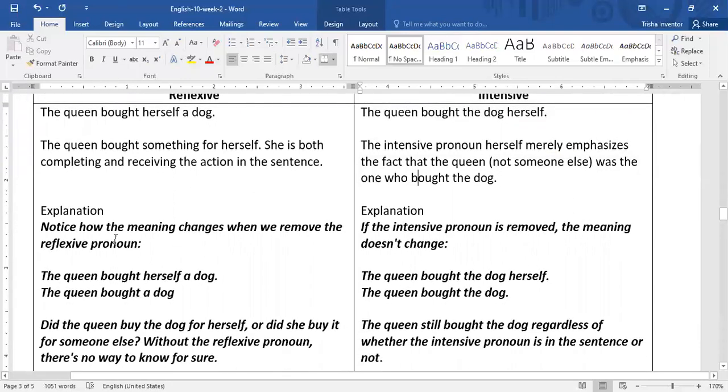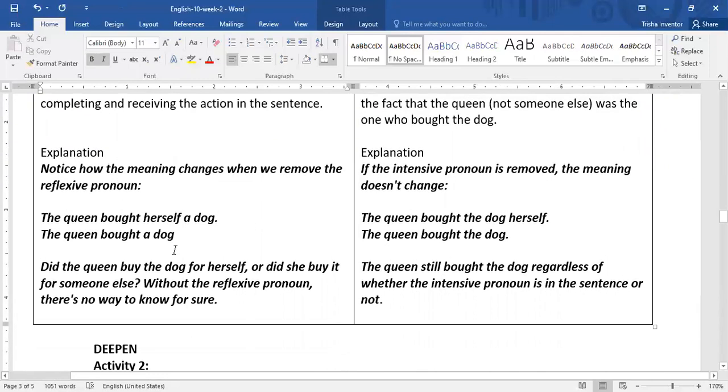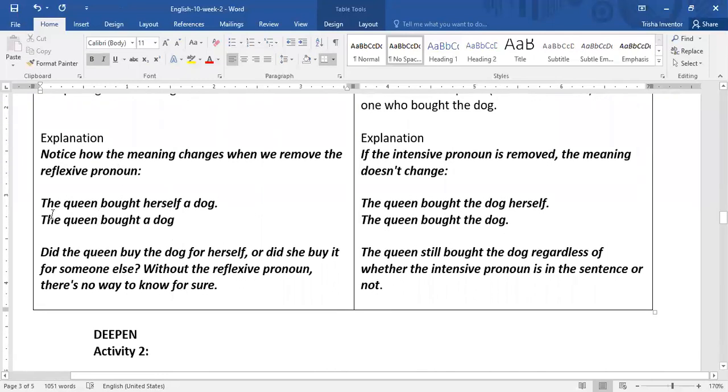Okay. Here, notice how the meaning changes when we remove the reflexive pronoun. Okay. The queen bought herself a dog. The queen bought a dog. Okay? Atong i-translate ha. The queen bought herself a dog. Ning palit si queen og dog para sa iyahang kaugalingon. For herself. In this sentence, the queen bought a dog.